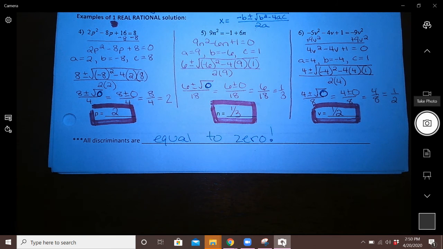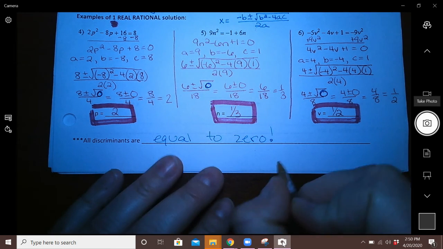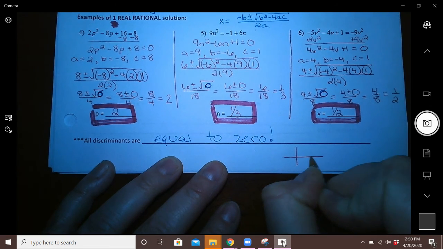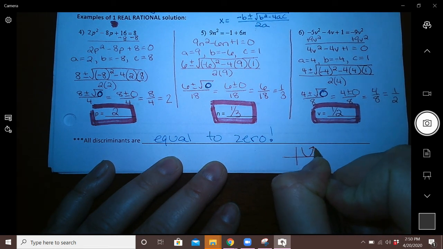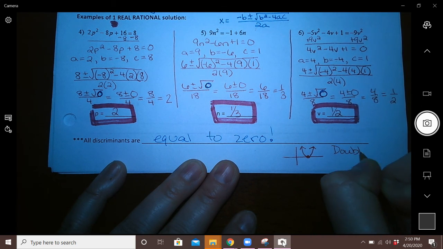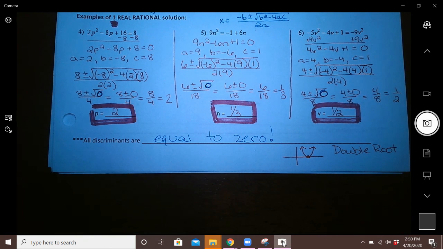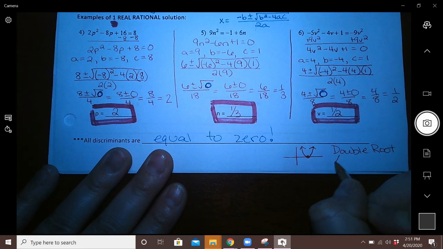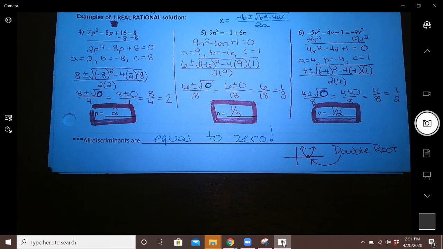So if you want to make yourself a little note down here, maybe give yourself a drawing, all of these have what's called a double root as the solution. The parabola swoops down, touches the x-axis in one place, and bounces back up. It's called a double root, and it will happen every single time, and that's why we only have one solution. So of course you could graph to check your work, and now you'll know when the graph matches a discriminant of 0. Okay, happy studying!